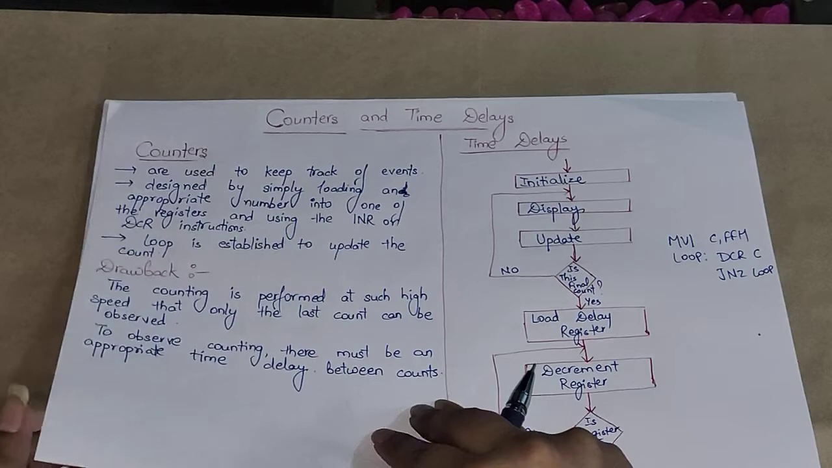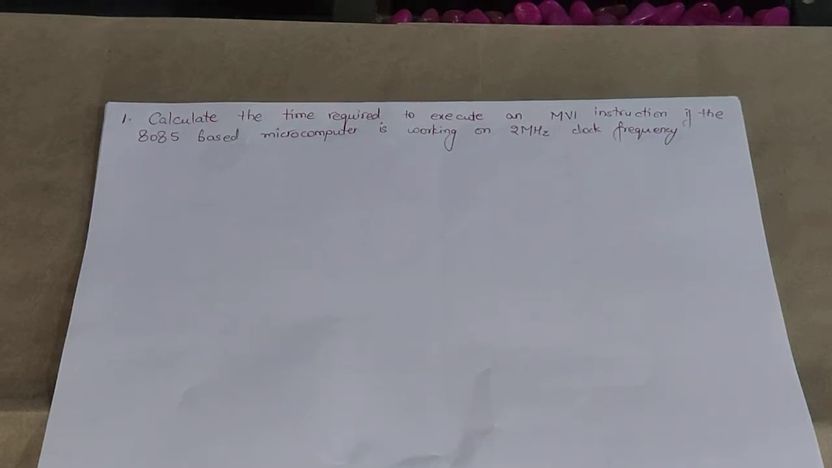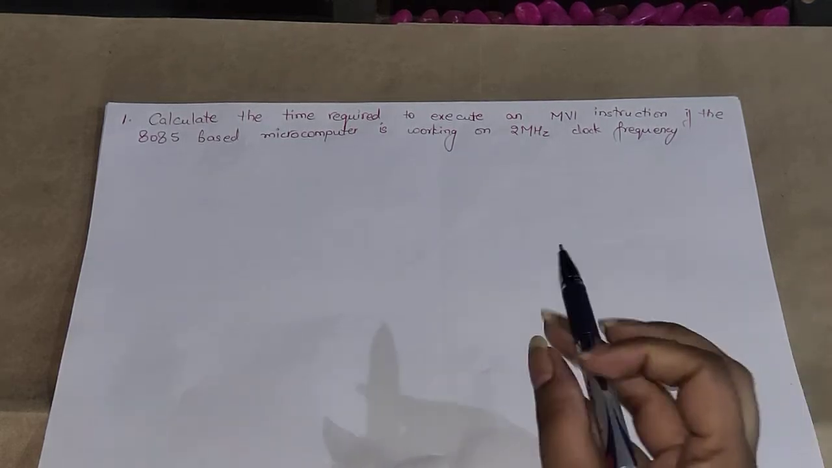On counters and time delays, we have numericals. In the exam, you will have questions on counters and time delays, and one question from counters and time delays will be there. 110% it will be there. So today we'll take 4 to 5 questions related to counters and time delays, and I'll try to include all the concepts that are there. So let's start with our first question.